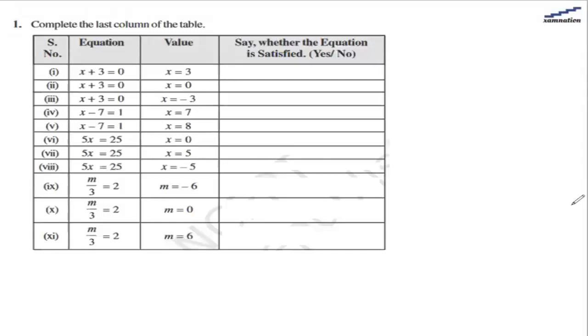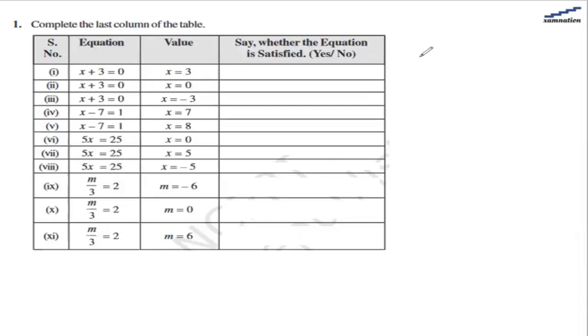So in this question, we are asked to complete the table. In each row, we are given an equation, and we are also given the value of the unknown variable, and we are asking whether the equation is satisfied for the given value of the variable. So let's see the first one.